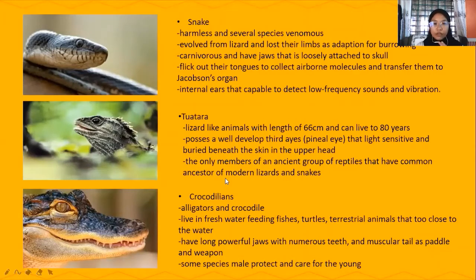They live in freshwater, feeding on fishes, turtles, and terrestrial animals that come too close to water. They have long, powerful jaws with numerous teeth and a musculature used as paddle and weapon. In some species, males protect and care for the young and bellow to find a mate.